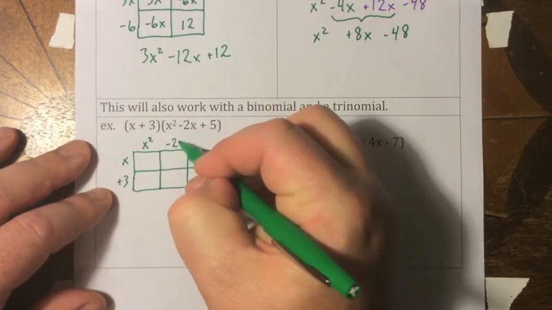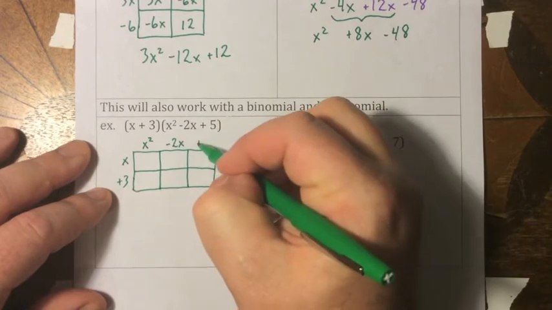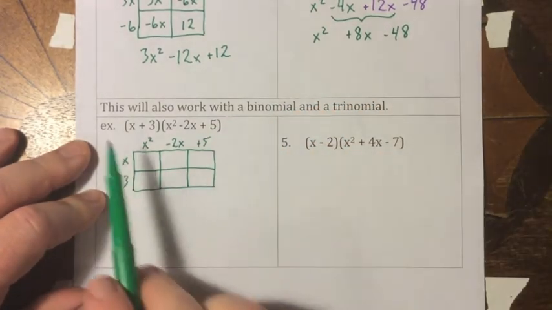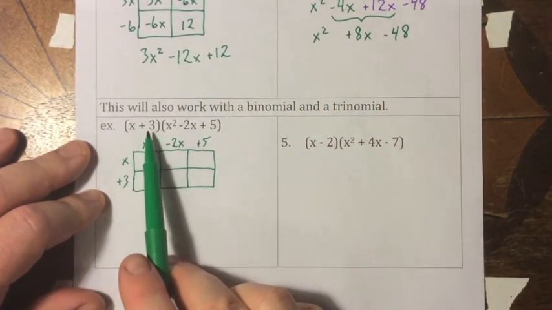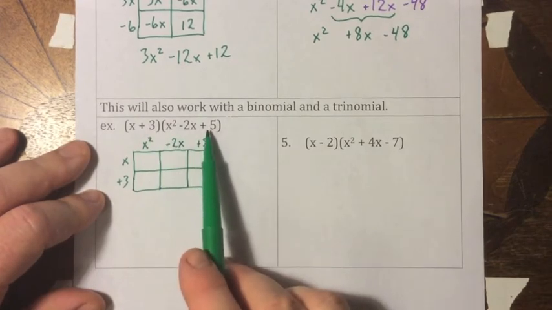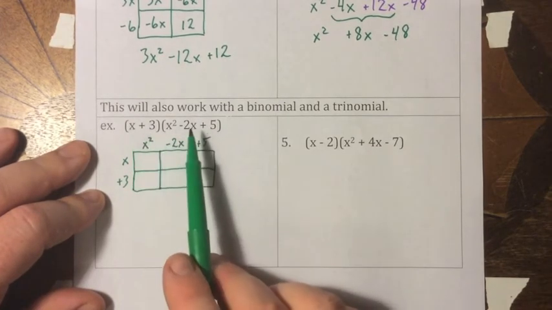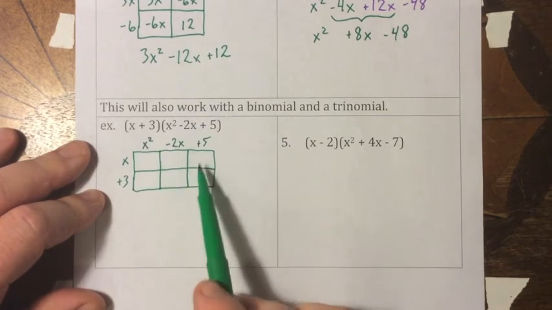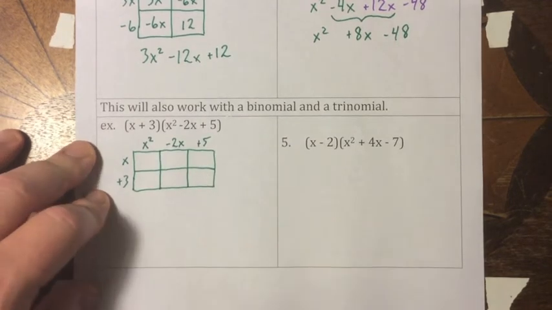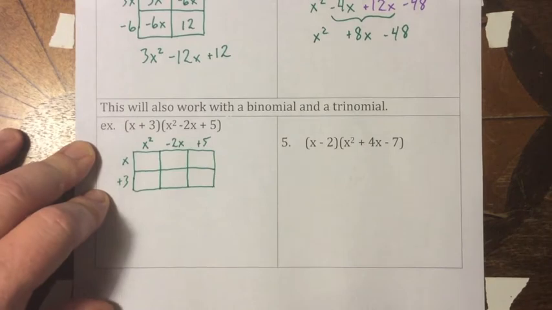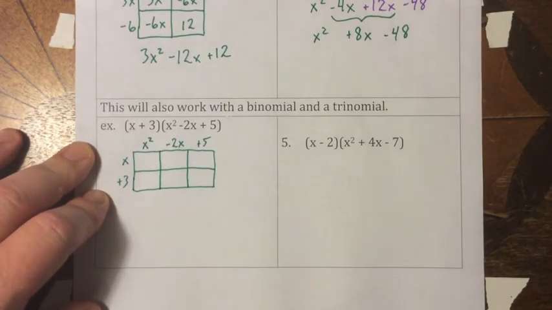I have a minus 2x right there, and I have a positive 5. You will notice that I have a 2-term polynomial times a 3-term polynomial, once again a binomial times a trinomial, and that's going to give me 6 products. This is where the area model comes in very nice because it really helps us organize all of these terms.